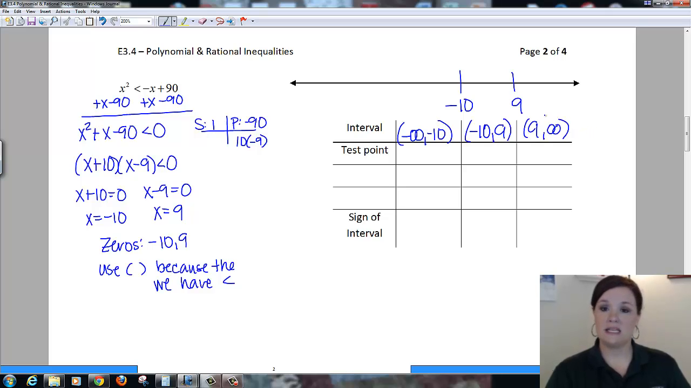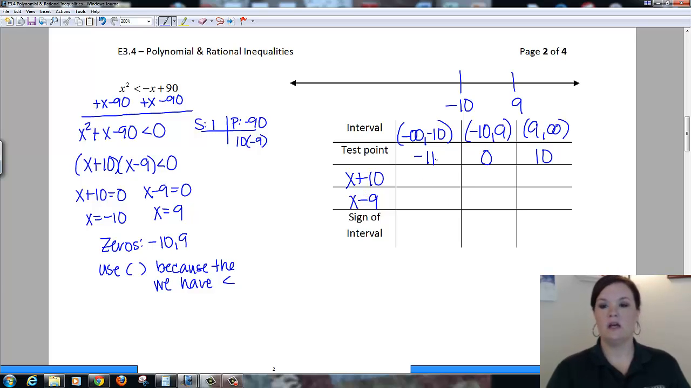I'm going to pick a test point in between each interval. Something less than negative 10, I'll pick negative 11. Something between negative 10 and 9 would be 0. Something bigger than 9 would be 10. And I'm going to plug those into my factors. Once we factored it, one of my factors was x plus 10. The other factor was x minus 9. I just want to plug these in and see if I'm going to get a positive number or a negative number.